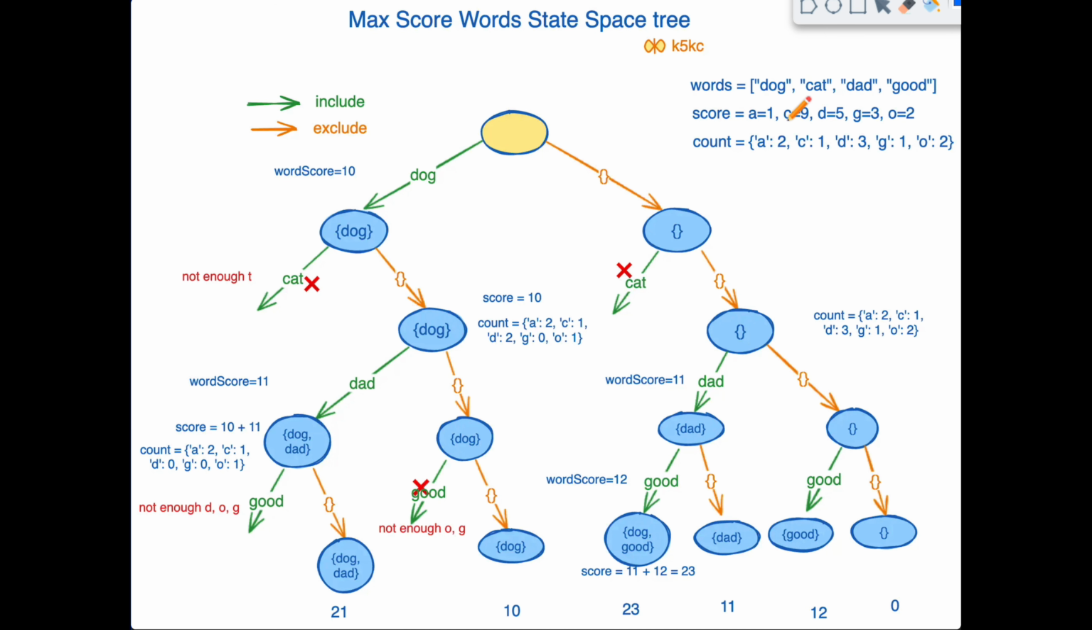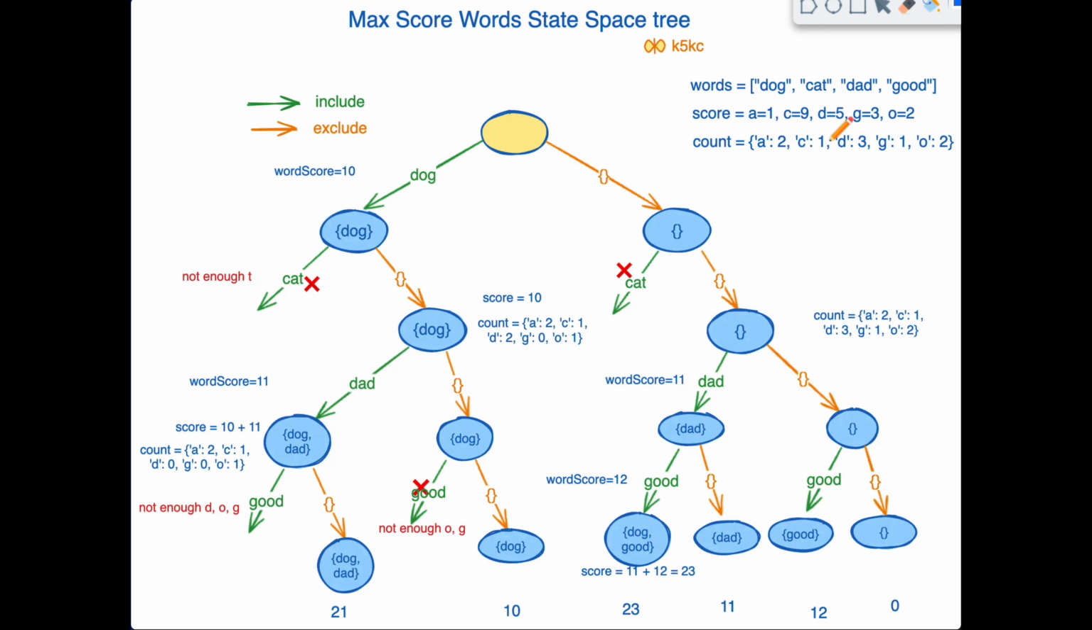To understand this problem, I highly recommend you revisit the subset problem that we have covered. This state space tree is very similar to what we did in the subsets. At each step, we will see whether we can choose this word or not. If yes, then we will go ahead and calculate all the scores for that subset, and then we will return the maximum score that is possible. Initially, the words given to us are dog, cat, dad, and good. So we will go in that order.